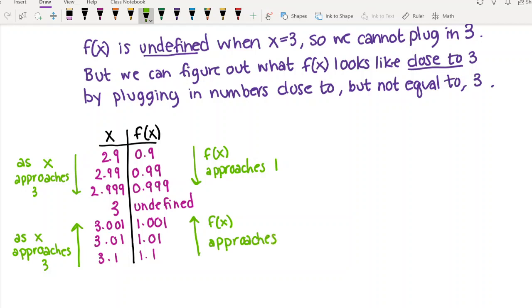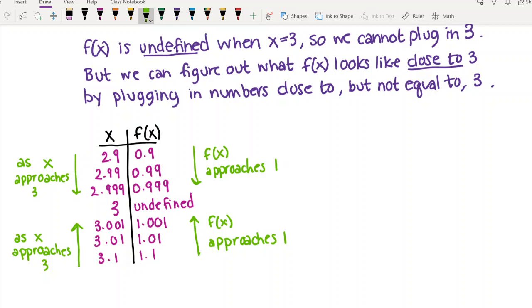So what do I mean by approaches? 2.9, like we said, is pretty close to 3, but 2.99 is even closer. And 2.999 is even closer. So we're plugging in numbers that are getting closer and closer to 3. And when we look at the outputs, those outputs are getting closer and closer to 1. Notice I drew the arrows the other direction because 3.1 is further away from 3 than 3.01, and 3.001 is even closer. So the arrow would have to go the other way for that. And similarly, the outputs for f of x are also getting closer and closer to 1.